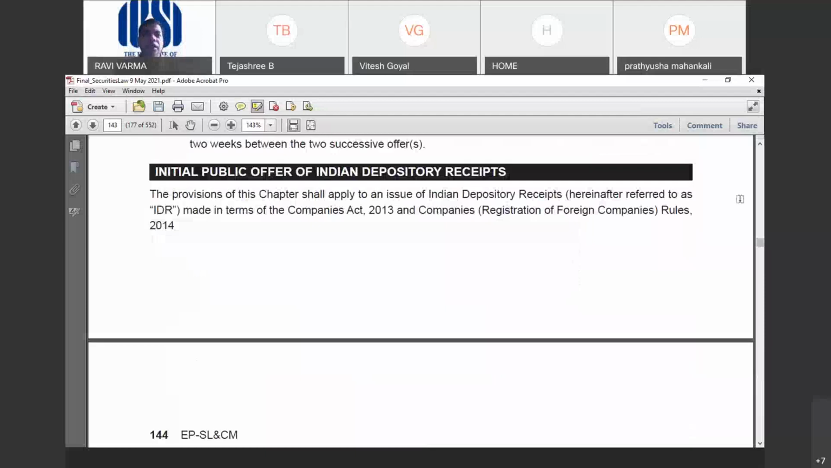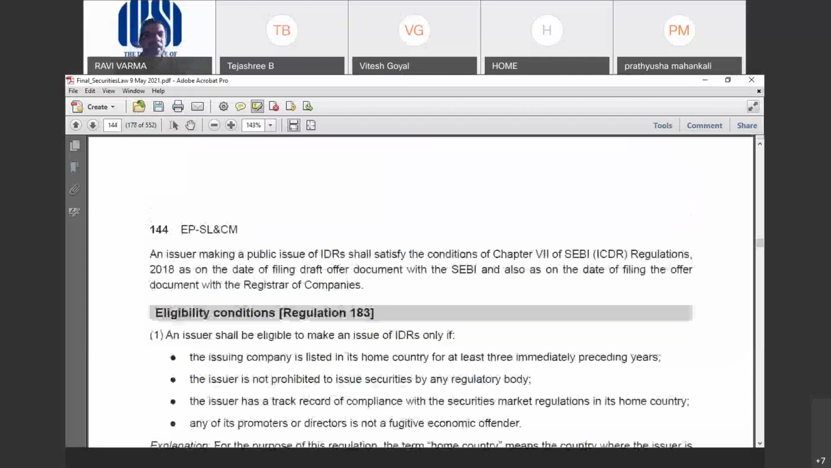Right? Now I will ask you to go to page number 144, IDR. 144. Which talks about the IDR. IDR, what exactly it is, you all know. IDR is basically issued by a foreign company. Right? When they borrow some money from India, or maybe they ask the investors in India to invest in those companies. So Indian investors, I will have a caution in my mind, because it is a foreign company, I may or may not get some benefit.